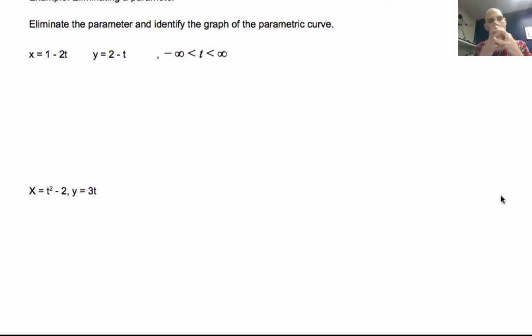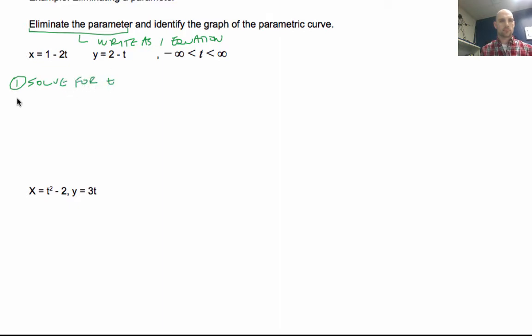When we talk about parameters, what happens is we've got x and y as represented by two different equations. So when we eliminate the parameter, that means write as one equation. So that's going to be: 1, solve for t, and 2, substitute in.